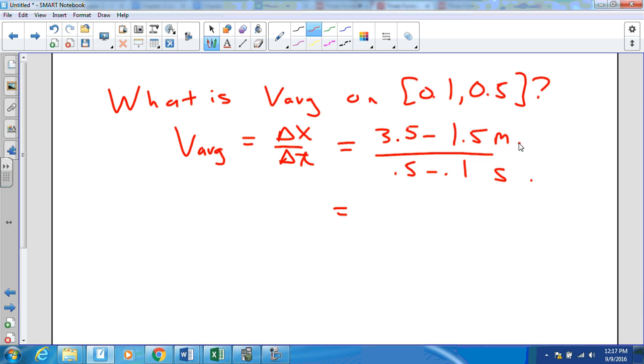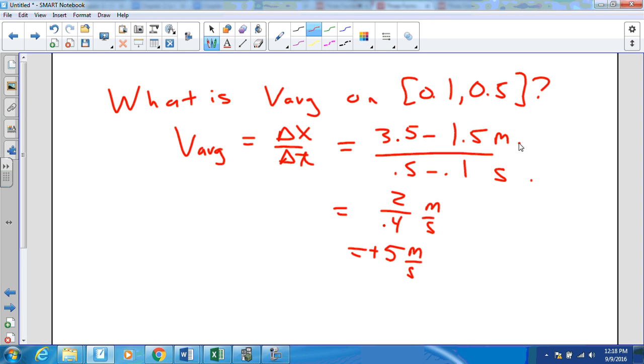Does that make sense? And so then we get 3.5 minus 1.5 is 2. And 0.5 minus 0.1 is 0.4, and 2 divided by 0.4 is 5. It's the same as 20 over 4. And what's the one thing that I'm missing here? The plus sign, which indicates a positive direction. She gets it. Good. Okay.